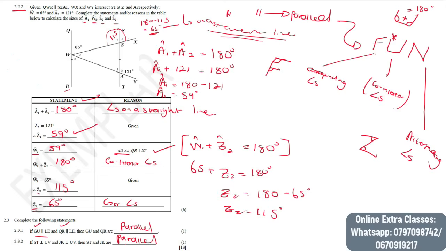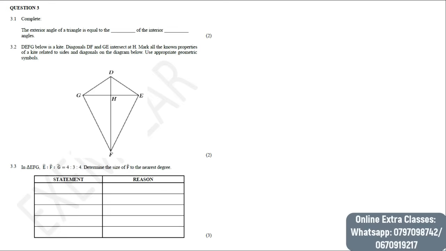Okay, so now let's move to question 3. So we'll start with question 3.1, and we are told to complete the statement that is given. We are told that the exterior angle of a triangle is equal to the sum of the interior opposite angles. So that's what we were saying on our first, if you remember what we did here.